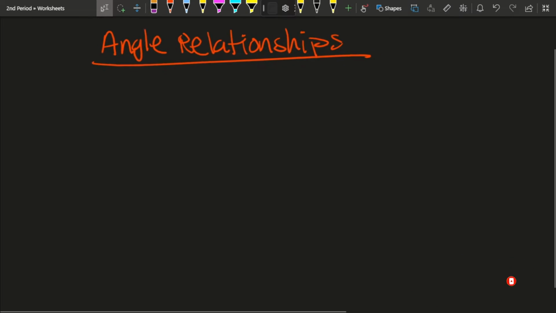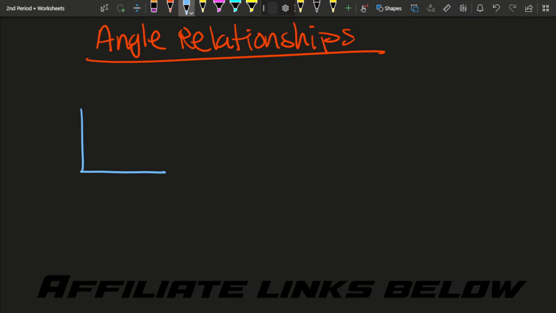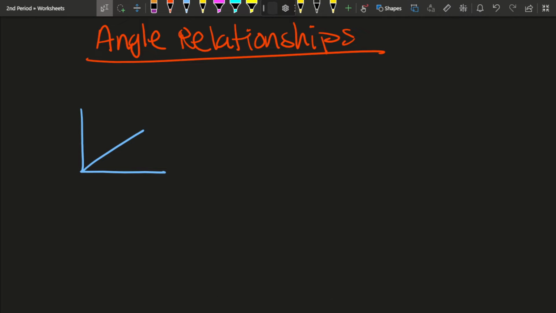So, angle relationships. We have different types of angles. Right here, that's a 90-degree angle. However, when we're talking about angle relationships, we're gonna be talking about two angles. Two angles that intersect like that, they're gonna add up to 90 degrees.